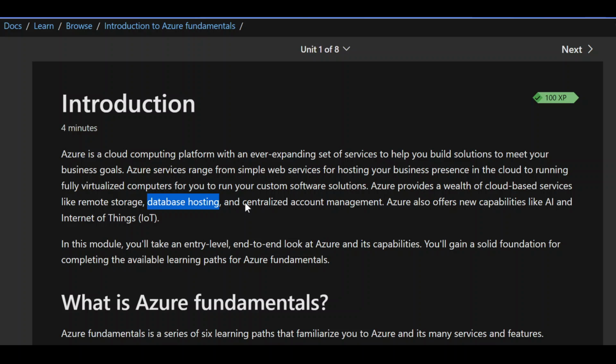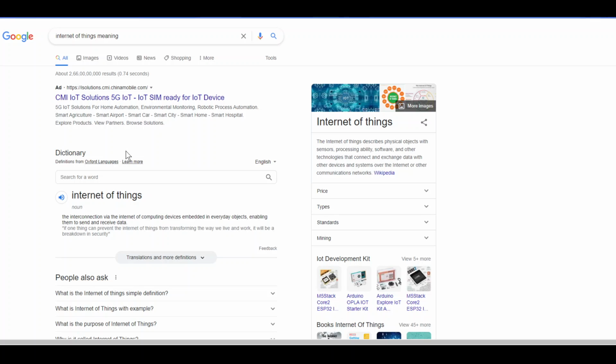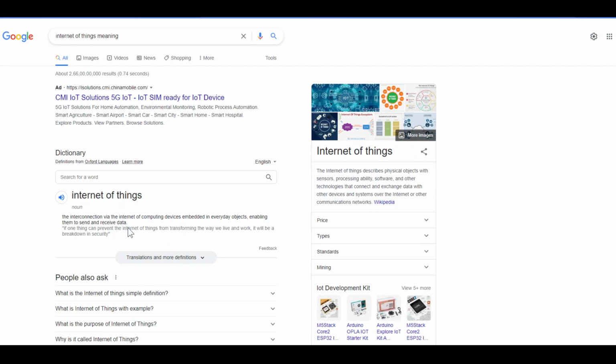Ano tong Internet of Things? IoT. What is IoT? Is the interconnection. Ah, okay. Internet computing devices embedded in everyday objects. Computing devices. Parang cloud computing din. Ginawa lang redundant. Enabling send and receive of data. What else? Okay, this module takes entry level end-to-end Azure scalability and automation.